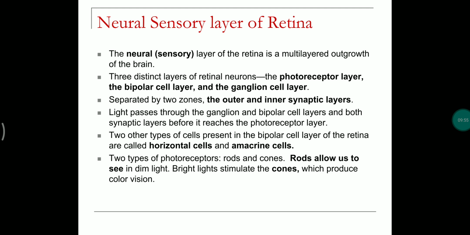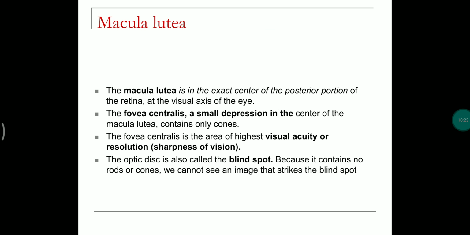The next one is the sensory layer of the retina. The retina consists of a photoreceptor layer, bipolar cell layer, and ganglionic cell layer. They are separated into two zones, the outer and inner synaptic layers. Light passes through the ganglionic layer and the bipolar layer onto the photoreceptor layer, which consists of rods and cones. Rods help us to see in dim light, whereas bright light stimulates the cones, which give color vision.